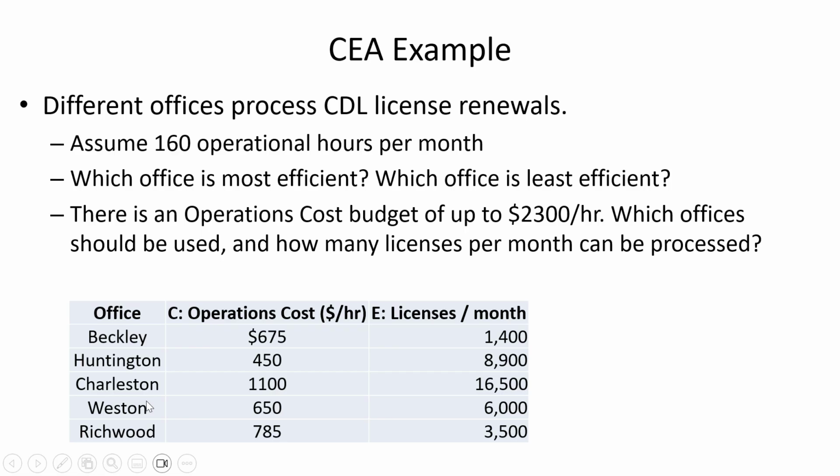Remember that we do this analysis to make decisions or to choose from among alternatives. And in public sector projects, we'd like to provide as much service as we can, but there's limited budgets. So maybe we don't have enough money to keep Beckley, Huntington, Charleston, Weston, and Richwood open. You know, if you have to do cuts, then you should prioritize the offices that are the most efficient. And that's what this cost effectiveness analysis will allow us to do, it'll allow us to identify, if you have a budget of $2,300 per hour to have these offices open, then which ones should be prioritized. So let me show you what the technique is for this.